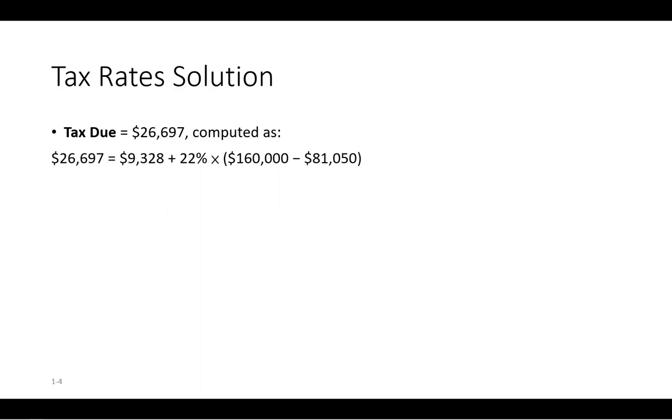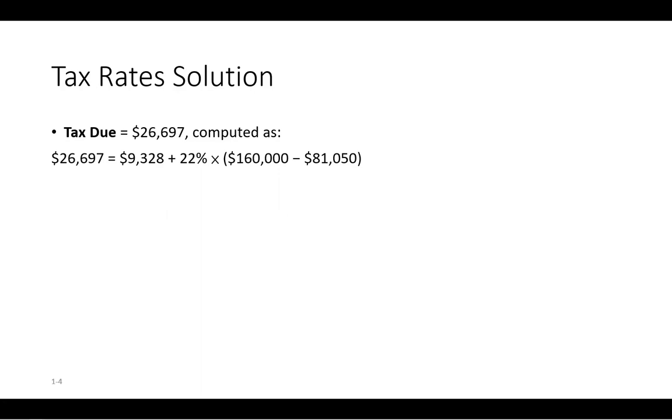Let's see how much they owe because they fall into the 22% tax bracket. That's where their taxable income ends. And how we do that is we take their taxable income of 160,000 and subtract the lower end of the bracket, which is 81,050. The higher end is 172,750. So $78,950 of their taxable income is going to be taxed at 22%, 0.22.